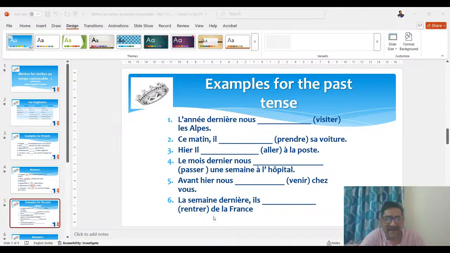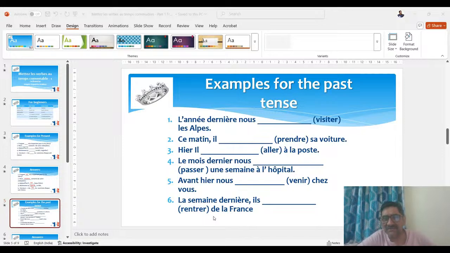So I think by far I have used only passé composé so that you can understand it easier. Okay. So le mois dernier, last month. So that is the clue. So it's going to be nous avons passé une semaine à l'hôpital. Okay. Avant-hier, day before yesterday, nous sommes venus chez vous. We have come to your house. Okay. Again, venir is a part of the être verbs. Always keep that in mind.